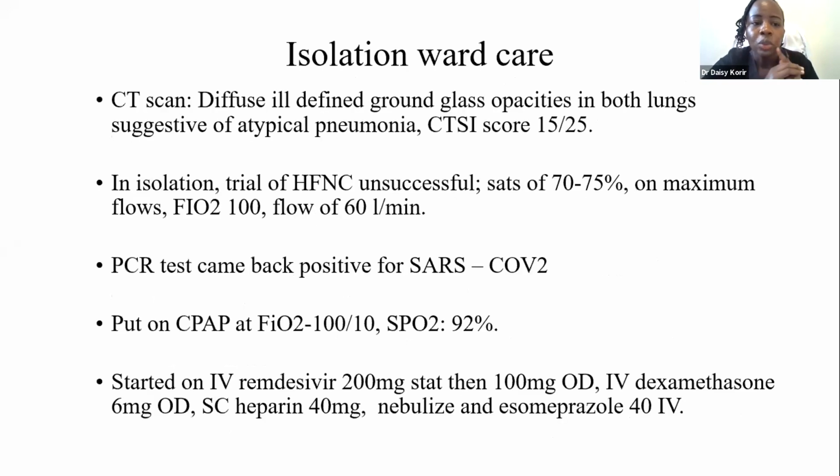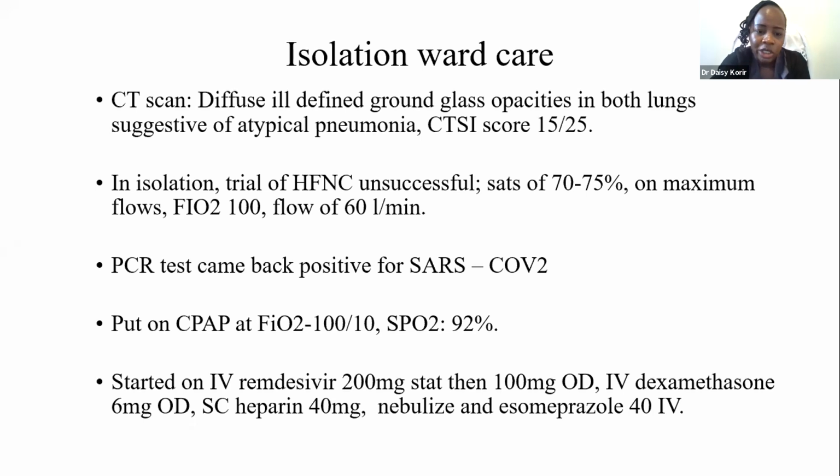So while in the isolation ward, a CT scan chest was done, which showed diffuse ill-defined ground glass opacities in both lungs, suggestive of a typical pneumonia, with a severity score of 15/25. So in the isolation, a trial of high-flow nasal cannula was made, but it was unsuccessful, and the patient continued to desaturate at 70 to 75 on maximum flows of FiO2 of 100 and flows of 60. PCR test came back and it was positive for SARS-CoV-2.